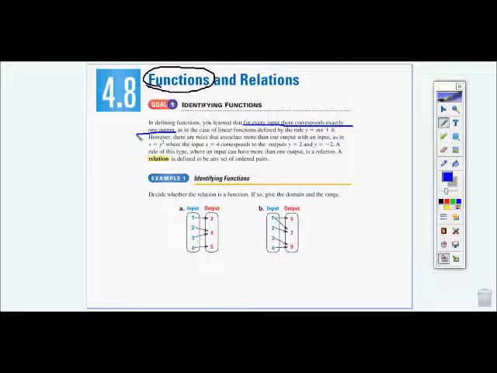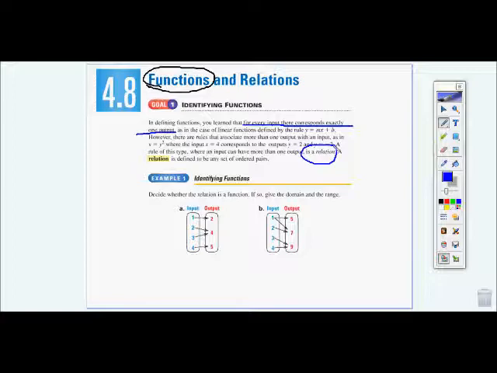That makes it the case of a linear function that's defined by the rule y equals mx plus b, or the slope-intercept rule. However, there are rules that associate more than one output with an input. A rule of this type, where an input can have more than one output, is referred to as a relation. A relation is defined to be any set of ordered pairs.